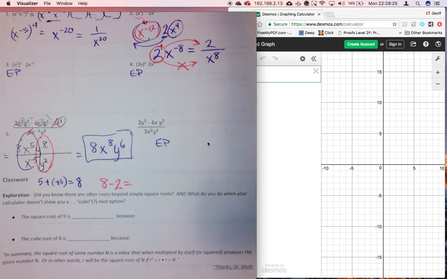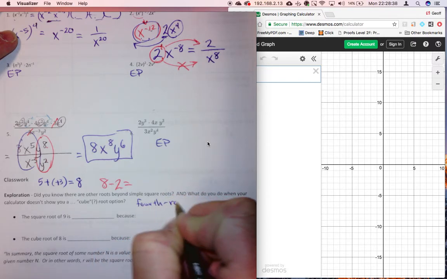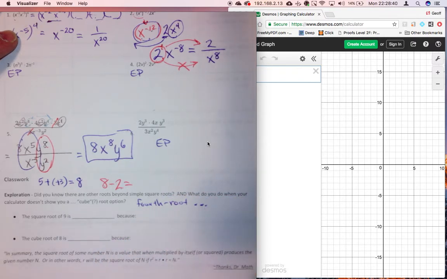And bring it back. Did you know that there are other roots beyond simple square roots? And what do you do when your calculator doesn't show you, for example, a cube root option or a fourth root, etc.? There are other roots besides just a square root or a cube root.